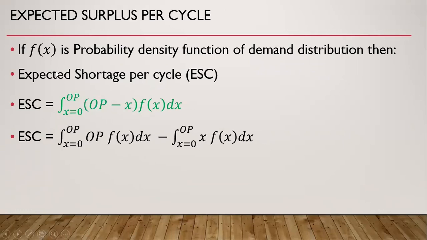Similarly, this is the expected value of surplus per cycle, and this is given as follows. Because in surplus, the demand is less than the order point, it is the integration from x equal to 0 to the order point of this difference, and this is then further solved to this term.